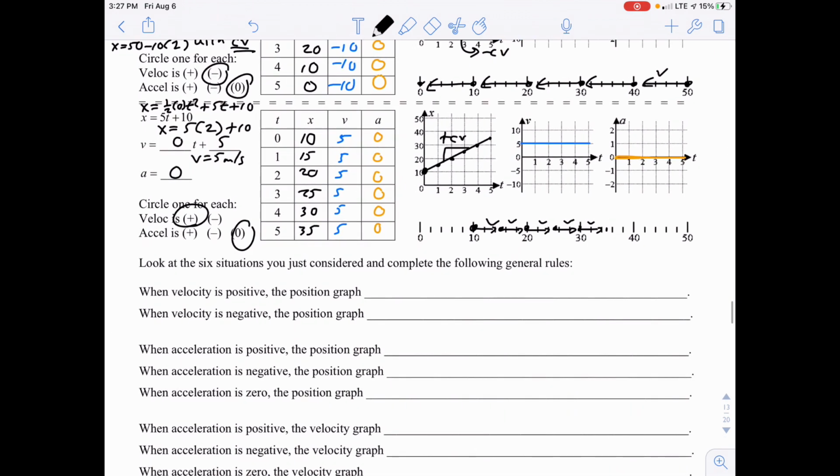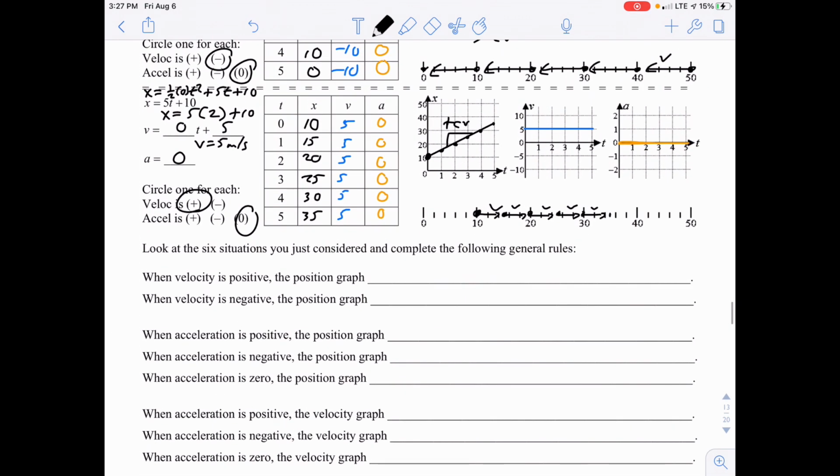All right, so let's fill this out. Look at the 6 situations you have just considered and complete the following general rules. When velocity is positive, the position graph increases. When velocity is negative, the position graph decreases. When acceleration is positive, the position graph curves. Now, how does it curve? It curves from flat to steep, and by that I mean flat slope to steep slope.